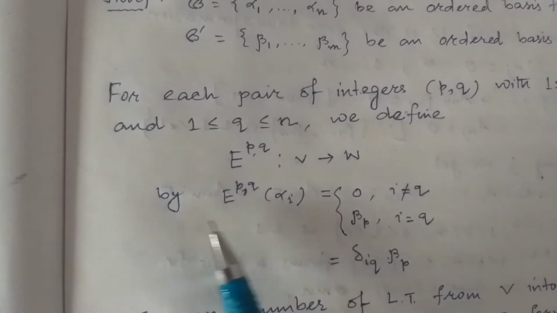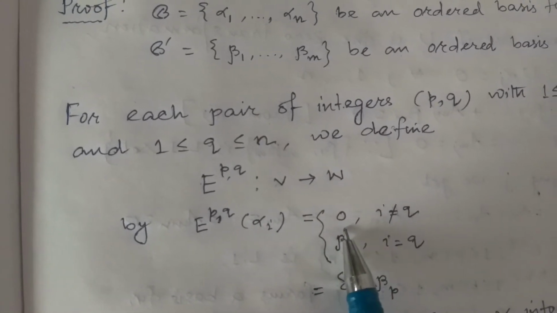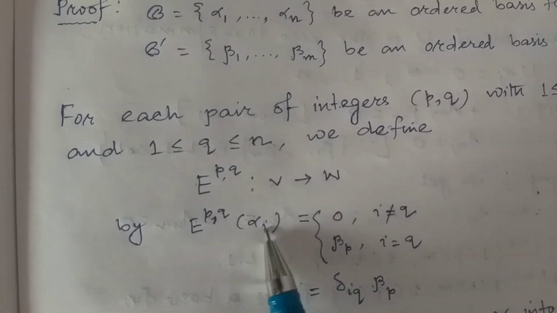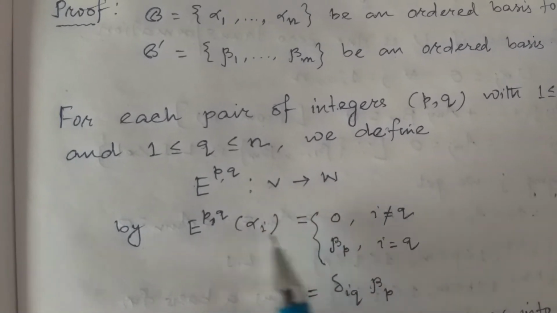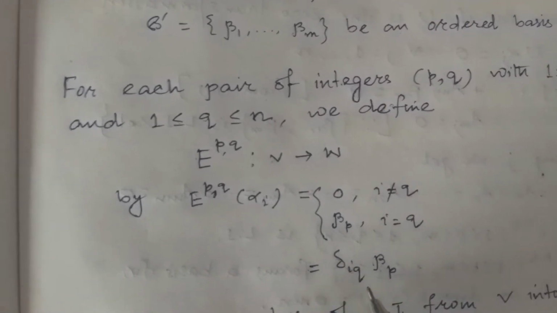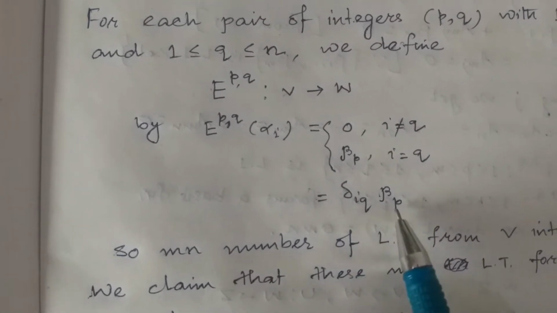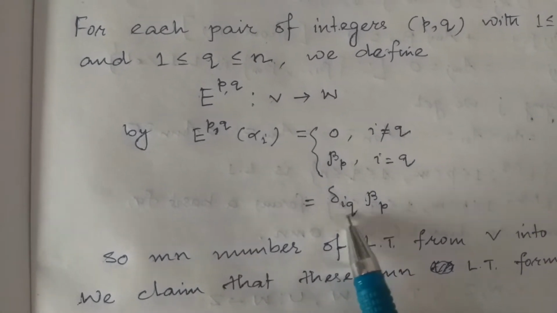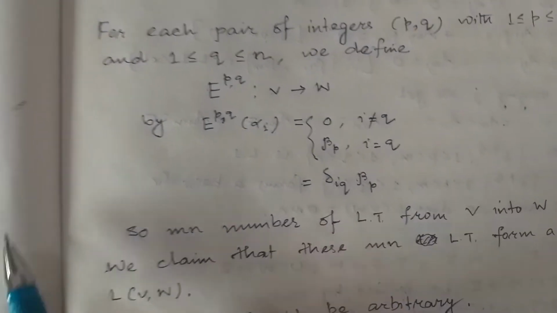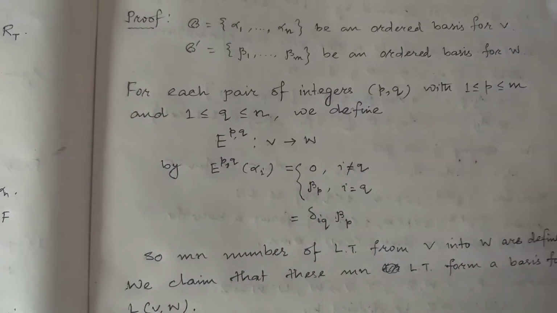Such that E_pq of alpha_i equals 0 if i is not equal to q, and if i equals q, this quantity equals beta_p. Using the Kronecker delta symbol, this is equal to delta_iq beta_p, because when i equals q this quantity is 1, and when i is not equal to q this quantity is 0. Now let us check what happens with this.